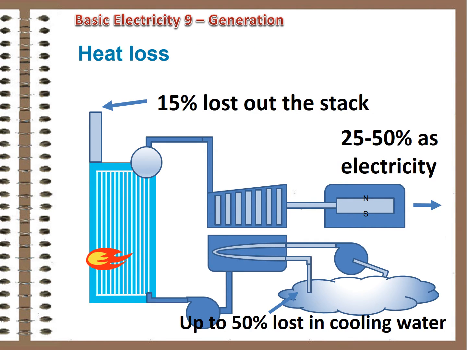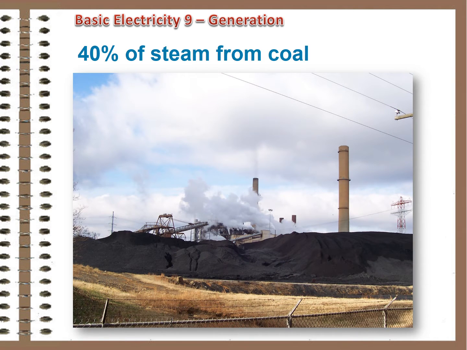In this cycle, from 25 to 50% of the heat energy supplied to the water gets turned into electricity. The rest is a heat loss through the cycle. That heat comes from a variety of sources. One of the primaries is coal. About 40% of worldwide generation is coal-fired.